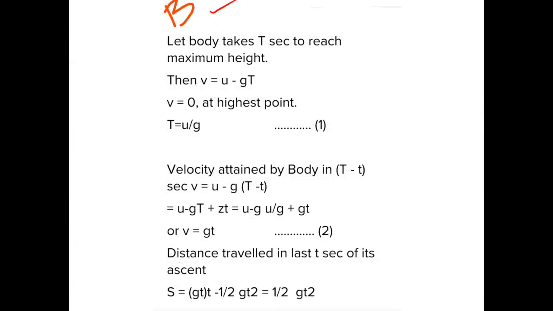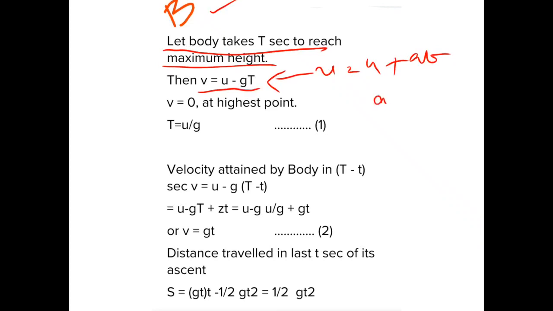Here, let a body take T seconds to reach maximum height. So v is equal to u plus at. The formula can be rearranged like this: 0 is equal to u minus gT, because a is replaced by minus g. When it reaches the highest point, v is equal to 0. So what happens to this equation? T is equal to u by g.